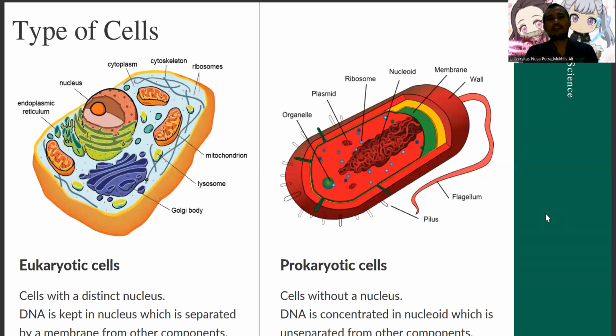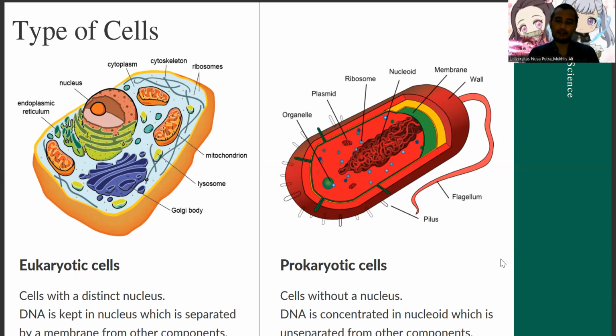Okay, first we talk about types of cells. We have two types of cells. The first one is prokaryotic, and the second one is eukaryotic. Prokaryotic cells are cells without a nucleus. This type is the simplest one of cells. Mostly, prokaryotic cells are single-cell organisms like bacteria or amoeba, etc.